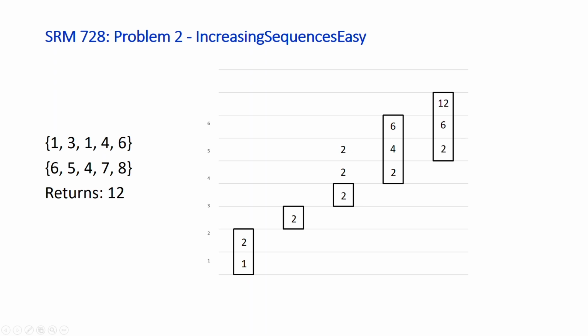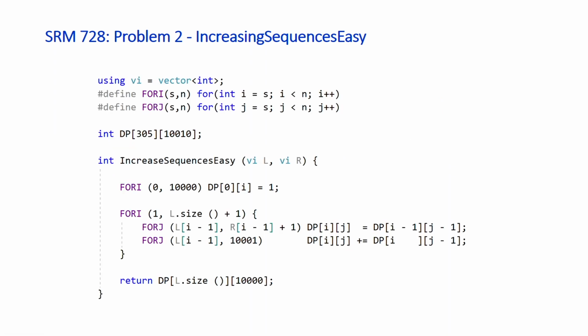And so our final answer will be 12. This is the code that corresponds to the algorithm that we just saw visually. You can see that we start off by declaring a 2D array, the first dimension being a little bit more than the maximum number of ranges we can have, and the second dimension being a little bit more than the maximum distance of our ranges.